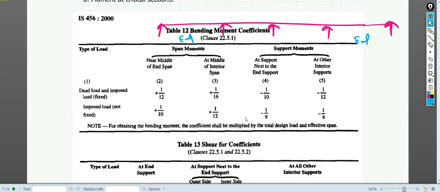What to do with these coefficients? It is mentioned over here, for obtaining the bending moment, the coefficient shall be multiplied by the total design load and the effective span. Understood? Total design load and the effective span. So that is what we are going to do.